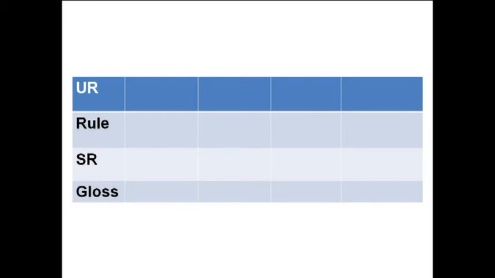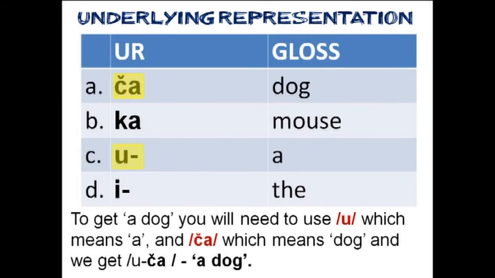The table usually has a few rows: the underlying representation, one rule or more rules, it depends on the situation. Then you have to list all surface representation forms, and of course a gloss. We'll begin with the first row, the underlying representation. Now you have all the data you need to fill it in. Each word consists of morphemes, and our first word is a dog, and for that you need u and cha, and you will have ucha.